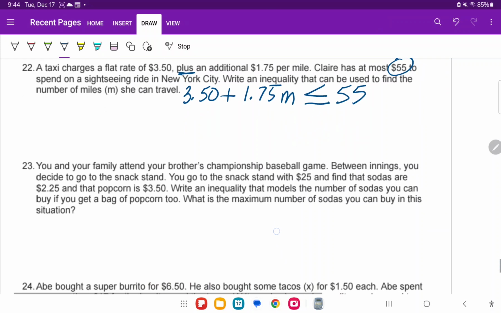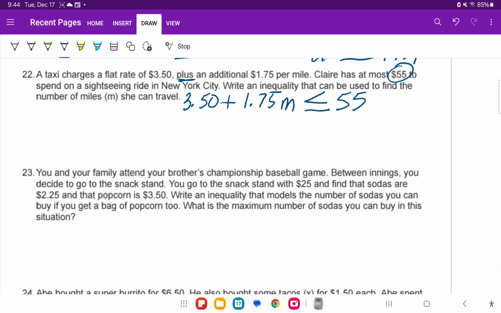Okay, so that's all you have to do. You don't have to solve it because it just says write an inequality. So that's all we had to do was to write that.